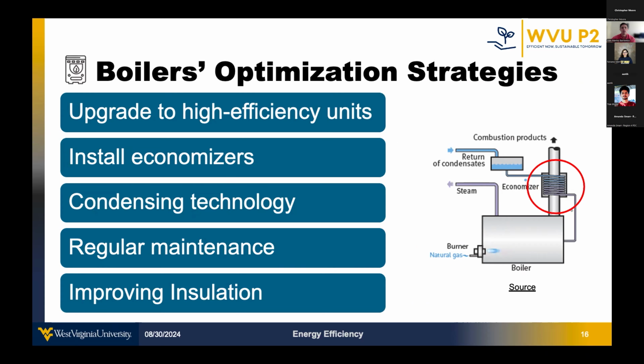Secondly, installing economizers is another effective strategy. Economizers, as you can see in this picture, capture waste heat from the boiler's flue gases and use it to preheat the feed water entering the boiler. So in short, what economizers do is reduce the amount of fuel needed to heat the water, improving overall energy efficiency.